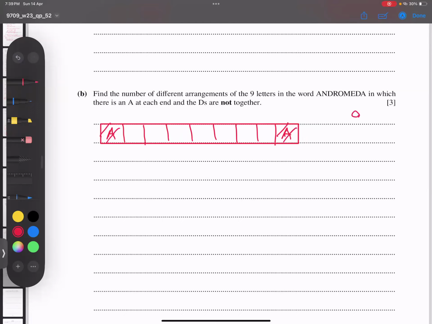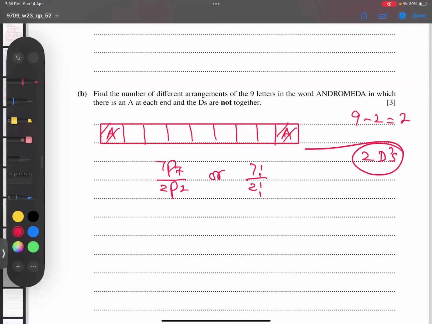So out of 9, 2 gone, so 7 left. So these are 7 letters. So 1, 2, 3, 4, 5, 6, 7. So what is the way? So 7P7 divided by 2, 2P2. Or I can write 7 factorial by 2 factorial. Same thing. Okay, now you can ask, what is dividing by 2, sir? Because there are 2 D's.